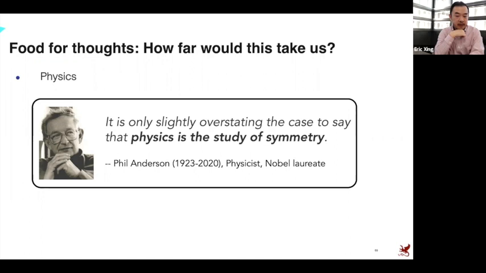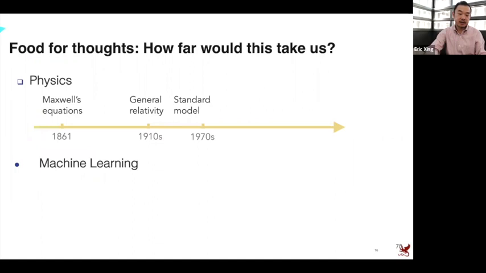I think the dream or the vision from the physicists is usually a very beautiful one. For example, Phil Anderson, one of the Nobel laureates, claimed that physics is the study of symmetry. And at the end of the day, we may be seeing the grand unification of physics, following these footsteps from Maxwell's equations to the theory of relativity to the Yang-Mills standard model, and maybe toward the end, a theory of everything, unifying all the phenomena we see in a single equation.